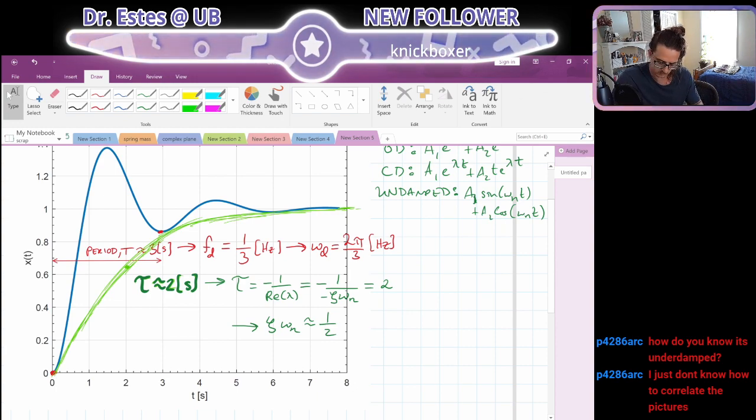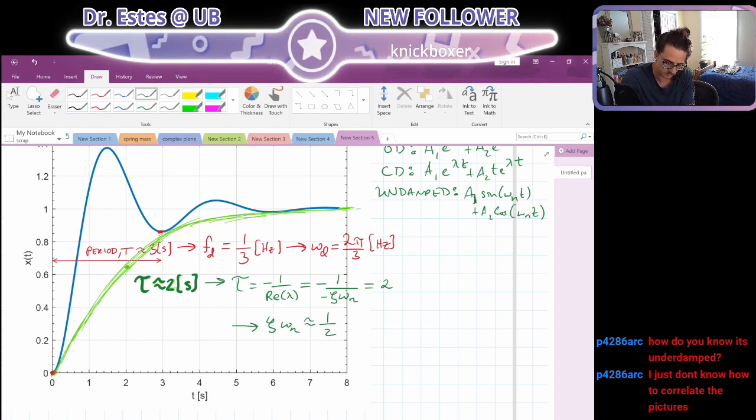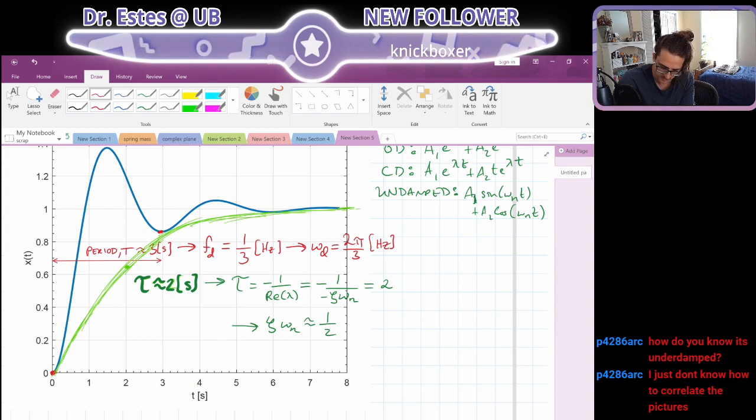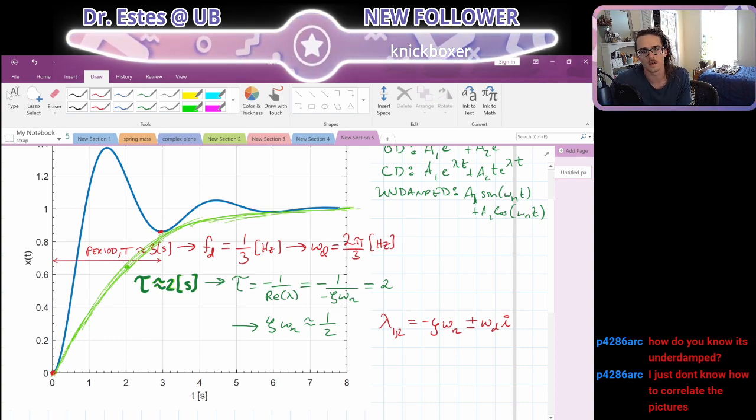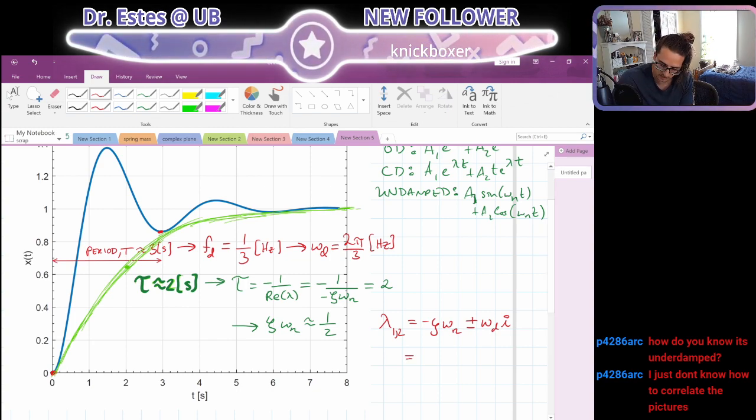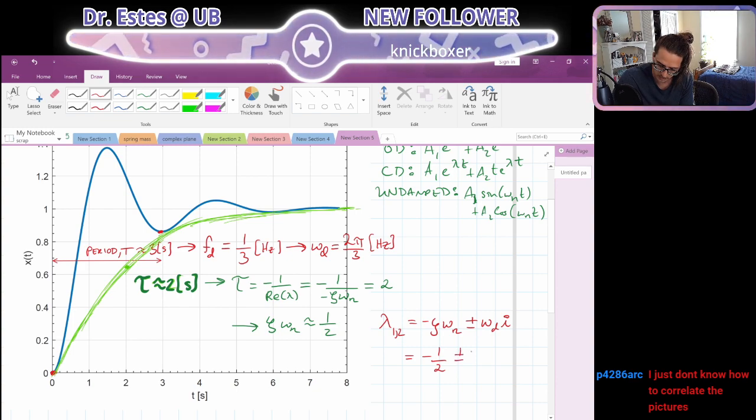So I know that the roots of a second order underdamped system are minus zeta omega n plus or minus omega d i. So the roots of this system are minus 1/2 plus or minus 2 pi over 3 i.